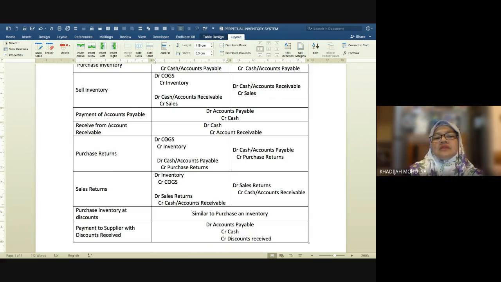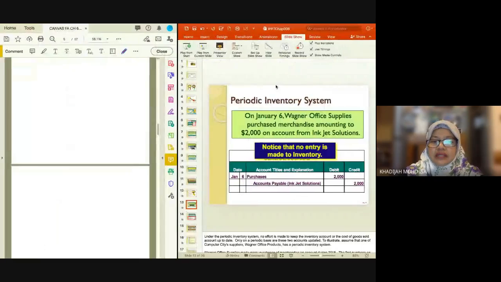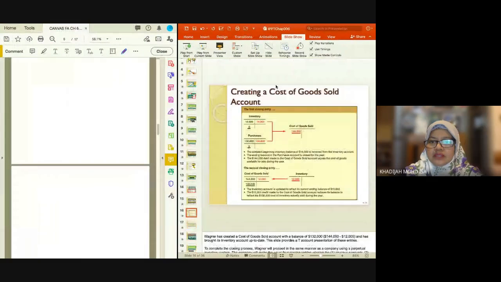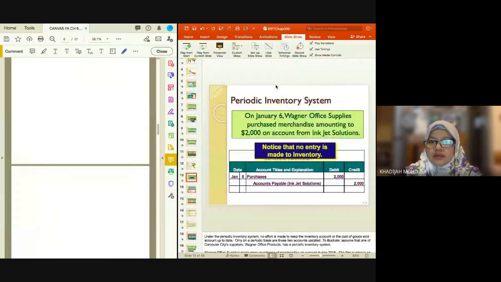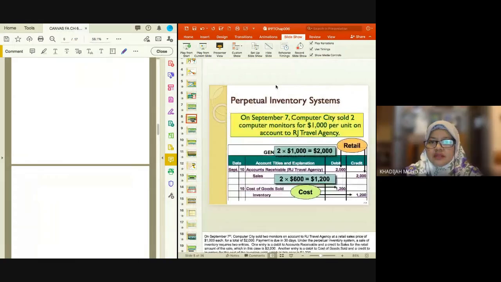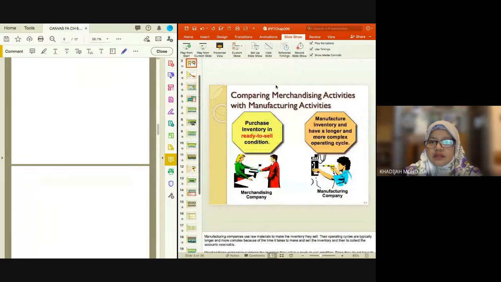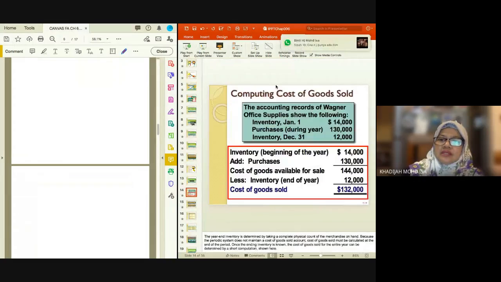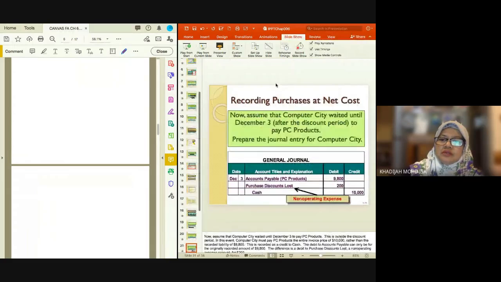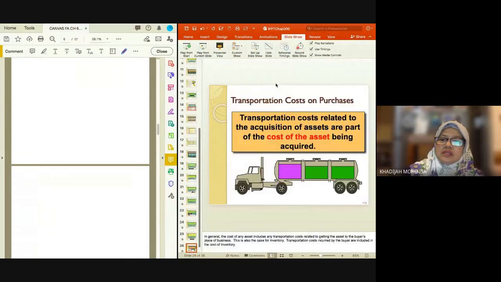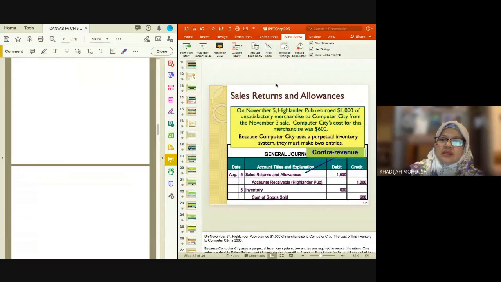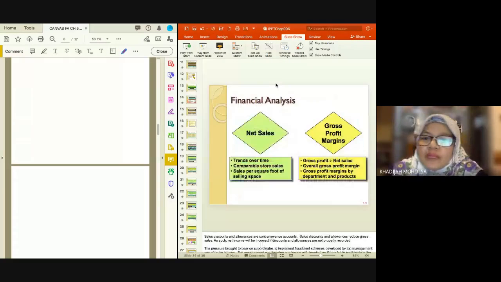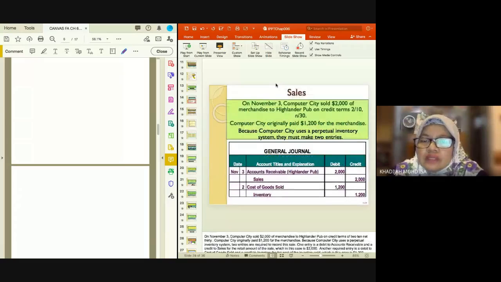Is it purchase return? I think it should be. Let's see, just to double check. Cost of goods sold. Where is purchase return? Periodic. It's not there. Let me check first just to make sure. Sales return. What is purchase return? I thought I saw it somewhere. It doesn't say. Okay, never mind.